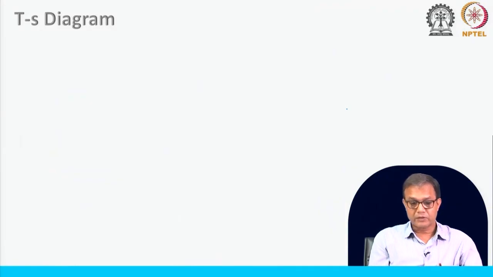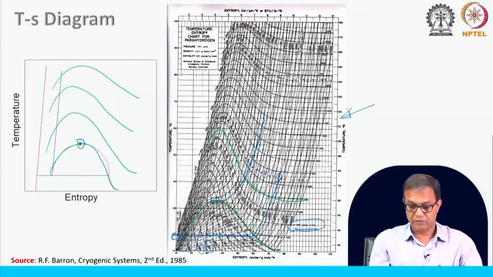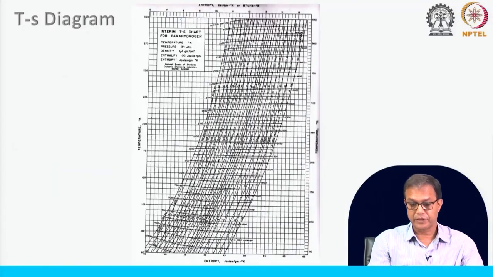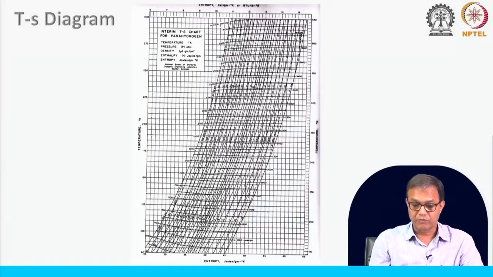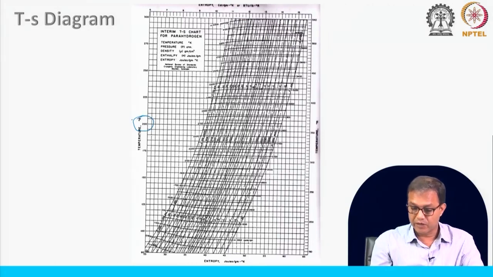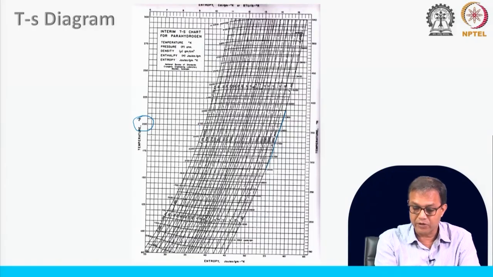So, this is in continuation to the earlier graph, which was between 14 Kelvin to 100 Kelvin. Now, in this case it is between 80 Kelvin to 300 Kelvin. So, if someone wants you to find out what is the enthalpy at 200 K and 1 bar, this is the temperature 200 K and 1 atmospheric pressure.